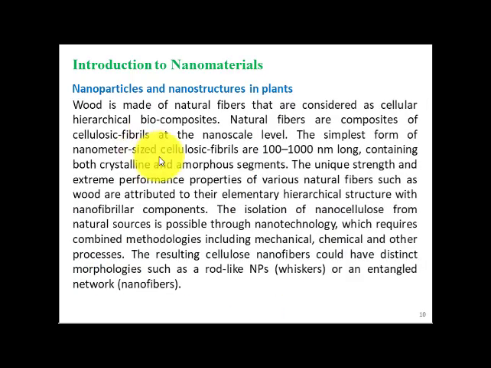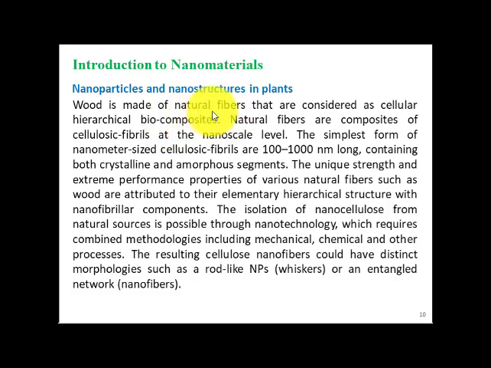Nanoparticles and nanostructures are also present in plants. Plants are also living organisms and we are talking about biomaterials. So, as an introduction about nanoparticles, we can discuss some nanoparticles and nanostructures in plants. Wood is made up of natural fibers that are considered as cellulose hierarchical biocomponents.